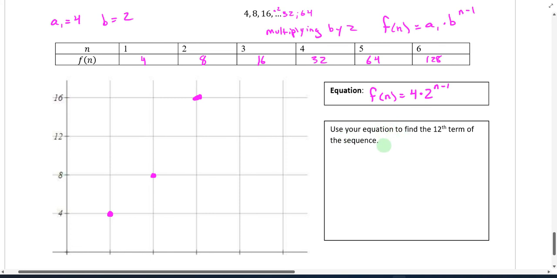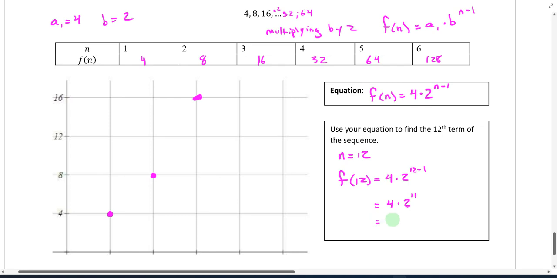All right, let's get this last question here. Use your equation to find the 12th term of the sequence, right? So they're telling us n equals 12 here. So we're going to do f of 12, which means we're going to go into our equation, find n, replace it with 12. So we've got 4 times 2 to the 12 minus 1 power. Okay, so again, this is where I would go to my calculator. Before you do this multiplication, and this is a common error that a lot of students will make, you need to do the exponent first. Okay, so this is going to be 4 times 2 to the 11th power. You must do this first. 2 to the 11th goes first. The result of that gets multiplied by 4.